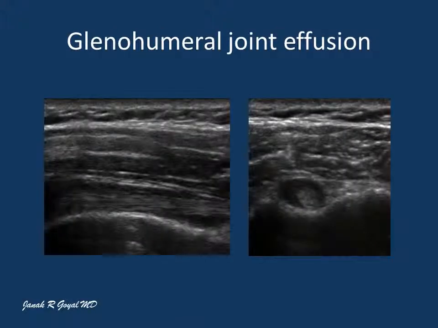Now, in this image, you're seeing the biceps tendon, and the widening of the synovial sheath of the biceps tendon. The widening of the synovial sheath of the biceps tendon is an indication of effusion in the glenohumeral joint, because the synovial sheath of the biceps tendon is a prolongation of the synovial lining of the glenohumeral joint.